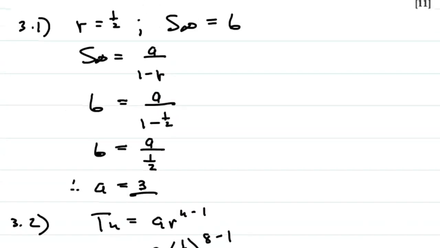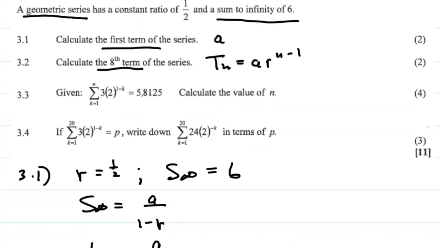Now we're going to be looking at the next question, which is 3.3. In 3.3 they say, given the sum of 3 times 2 to the 1 minus k, where k goes from 1 to n terms, is equal to 5.8125, calculate the value of n. The first thing we have to do when we have a question in sigma notation is write down the first 3 terms. We can clearly see that this is a geometric sequence, so it will have a constant ratio, because it's an exponential expression.